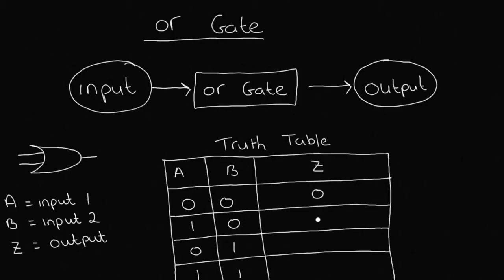Now moving on to the next input, 1 and 0 will be 1. 0 and 1 will also be 1. It's kind of similar to this one here. It's just that the values are switched. And for 1 and 1, our answer will be 1. And this is our truth table for an OR gate.